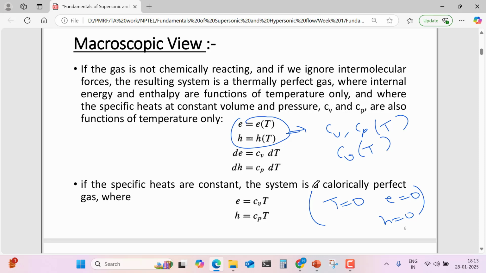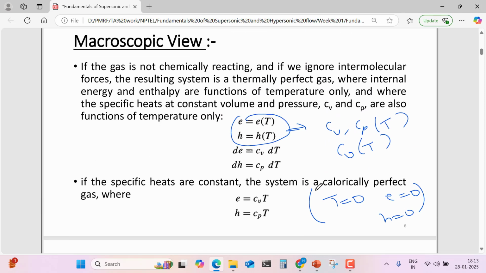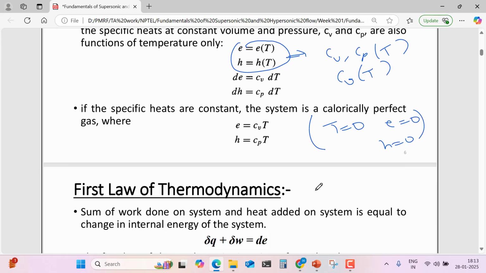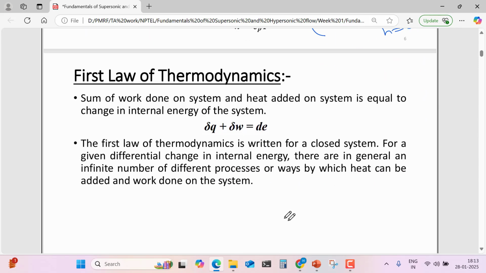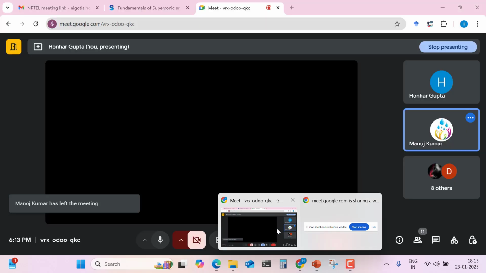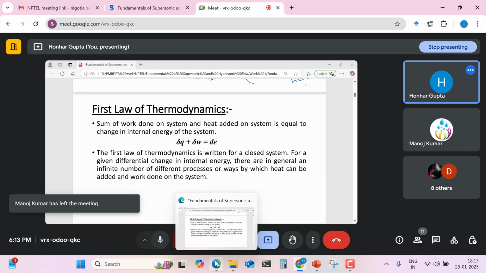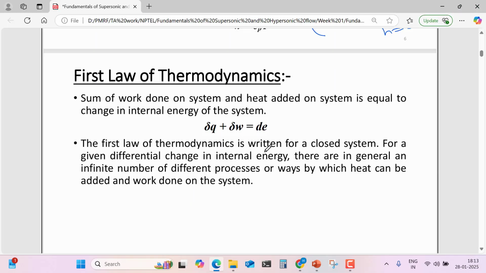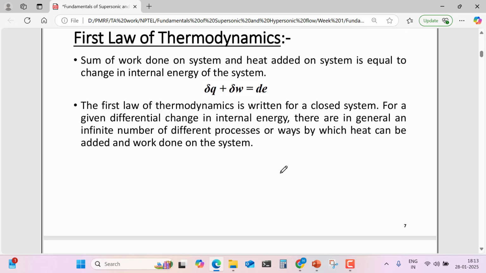Is there any doubt till now? If no, then we will discuss some laws of thermodynamics.